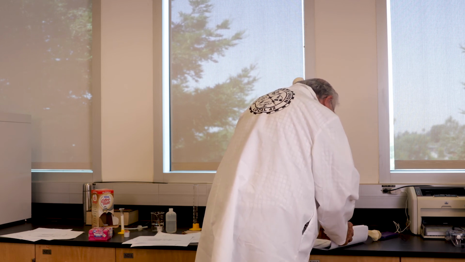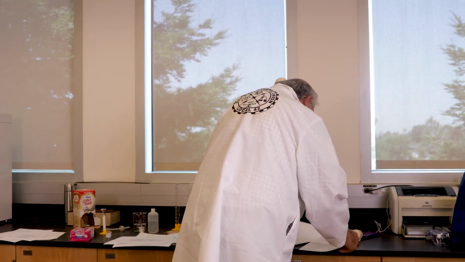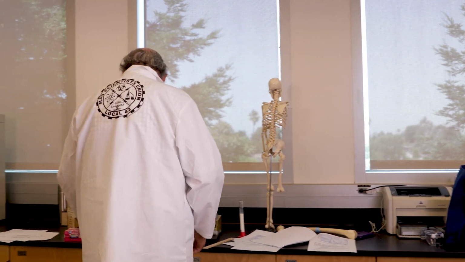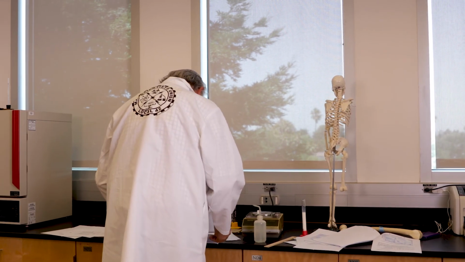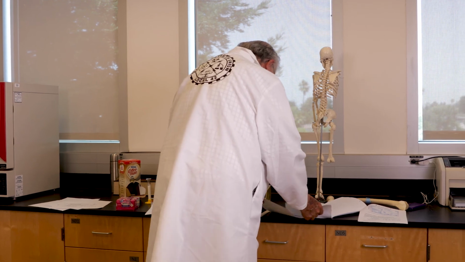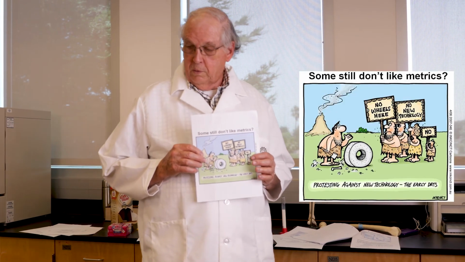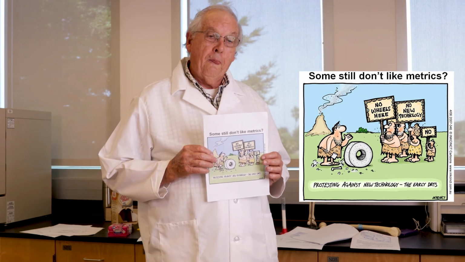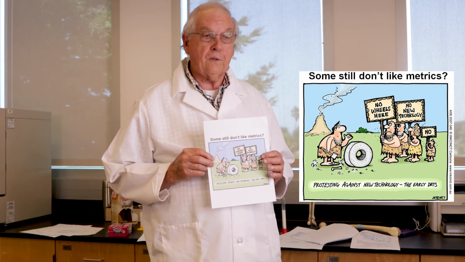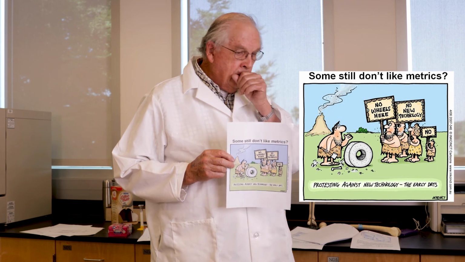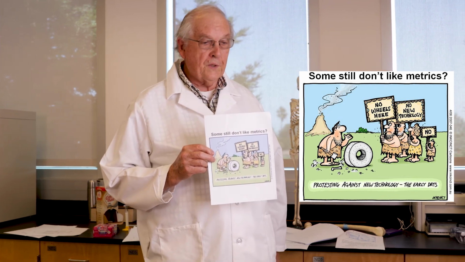I think we're almost done. So one of the questions is, why are we still fooling around with inches when metric is so much better? And the answer is, it costs money. So here's a little cartoon showing people resisting change. And you would resist change largely because it costs something. You'd have to change your machinery. You'd have to change the way you measure stuff.